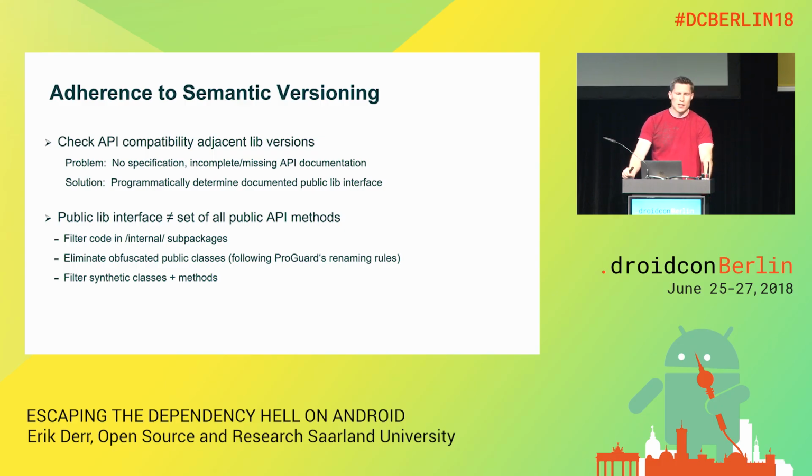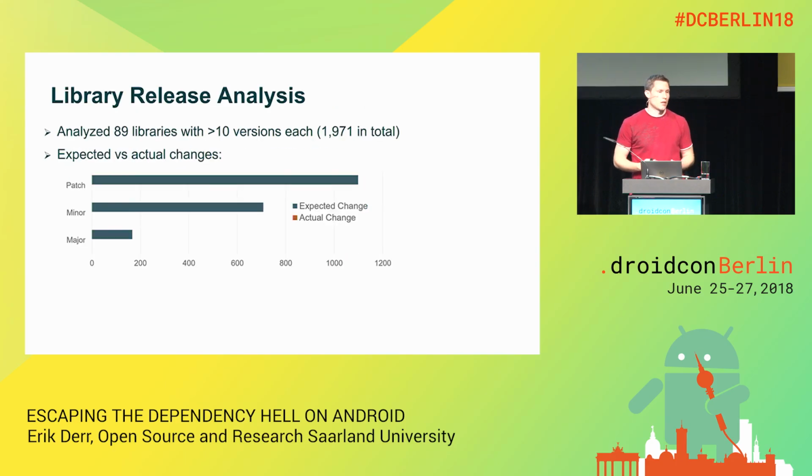When we do this, we get a very good approximation for the public library interface. And now we are ready to actually run the library release analysis. So basically, how do library developers specify the version string, and does this actually match the changes in the API? So we analyzed 89 libraries, for which we had at least 10 versions, totaling in about 2,000 versions.